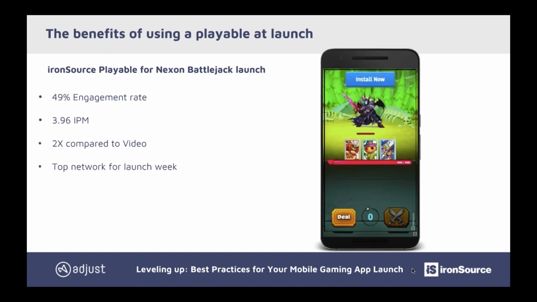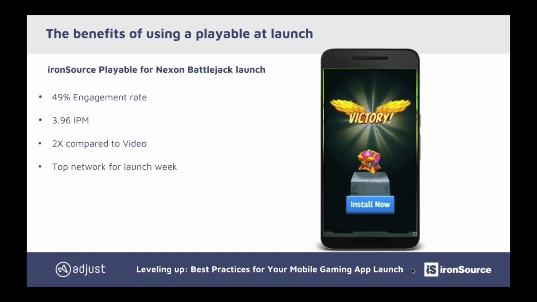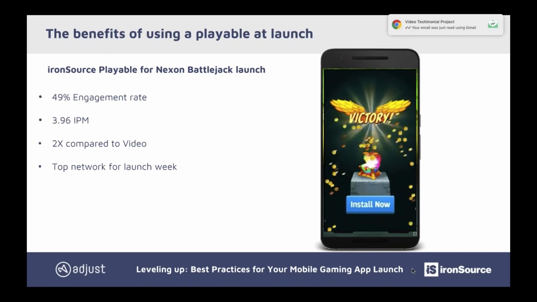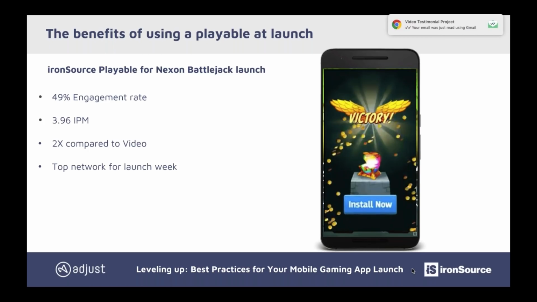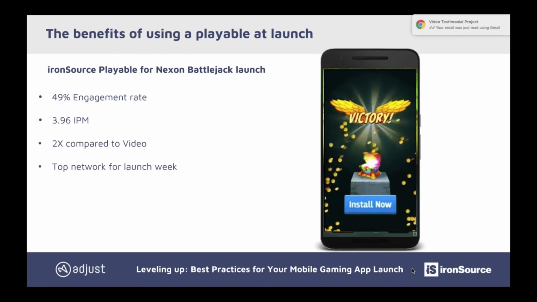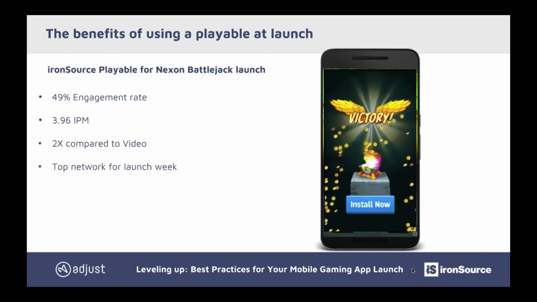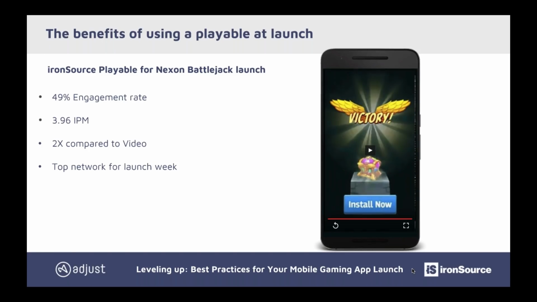So we had a really abnormal case. ironSource is always a good partner for us, but they ended up being our largest spending partner during our launch week, and we used about a dozen networks during that launch week, including the biggest ones in the business. And ironSource jumped to the top of the pack this time, and it was largely due to the success of this playable ad. And it's worth saying again that we didn't actually spend anything out of pocket. This is something that ironSource made for us. So we're really appreciative of how this was able to contribute to the launch.